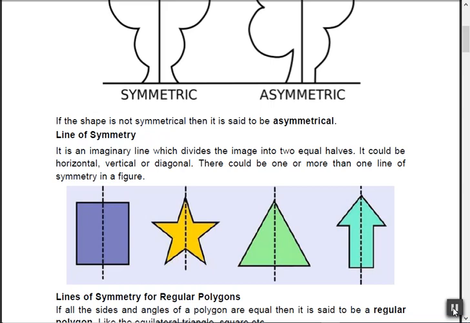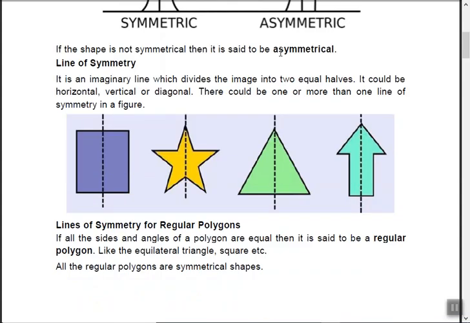Okay, move on. It could be horizontal, vertical or diagonal, right? See here, all of these shown over here are horizontal, vertical. But there can be diagonal also. Suppose if I draw it from here, it will be diagonal. Suppose for this figure, if it's a square and I draw it on the diagonals, then it will be on the diagonal. Okay. There could be one or more lines of symmetry. Means, many figures have one, and many have more than one also.